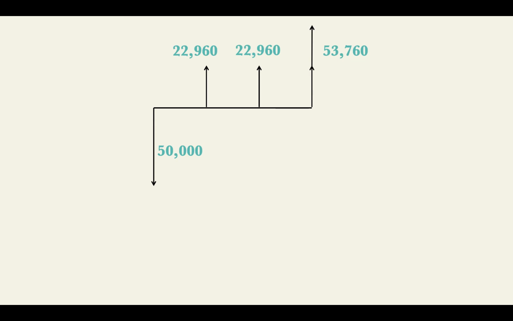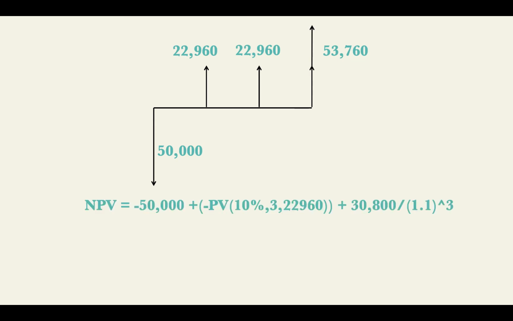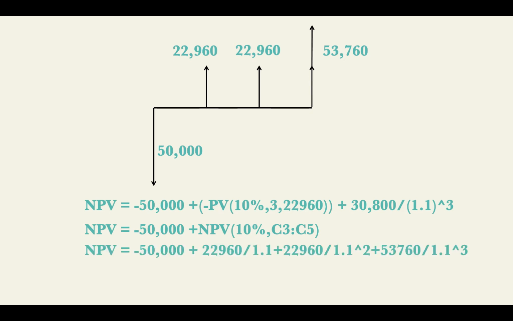So now we have this cash flow diagram and we can calculate the net present value on this to get a value of, and I've written here several different ways to do this calculation, but all of these ways will give you a net present value of $30,238.